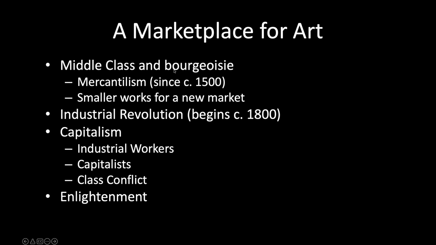But with this rise in the middle class and bourgeoisie, they got some money. Not as much as the very elite, like kings and queens and the church, but they do have some money. So we start to see artists create smaller works for these kind of new rich people. The Industrial Revolution, which kind of comes out of capitalism, begins in about 1800. And we start to see capitalism around Europe become the way that society is organized, and then by the end of the 19th century, the way the entire world is organized. And we're still living in a capitalist world today.